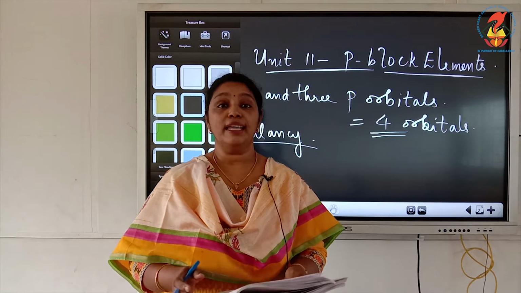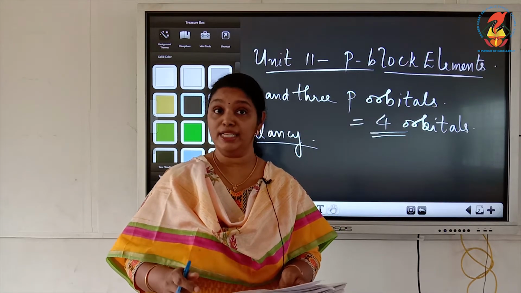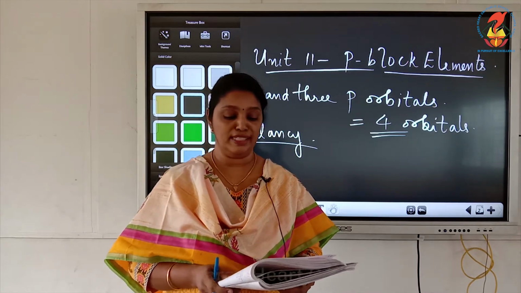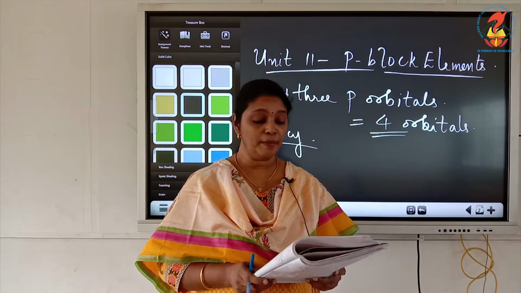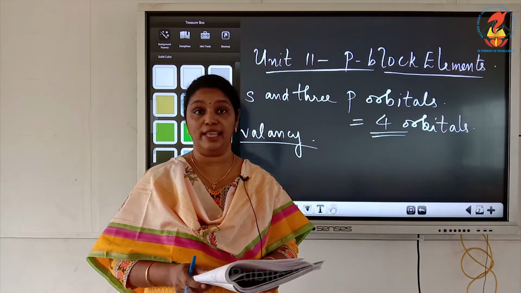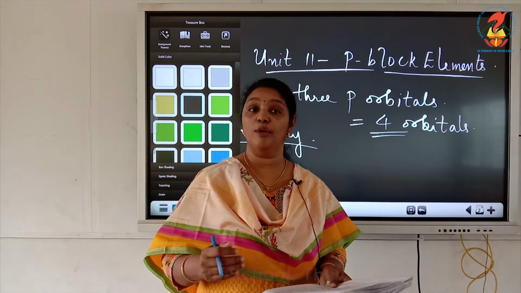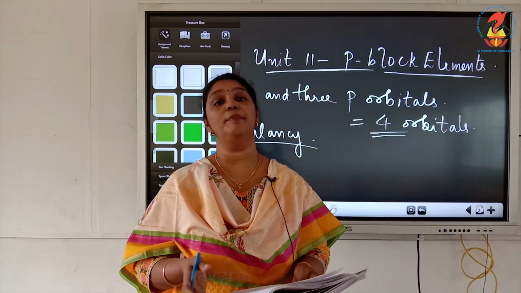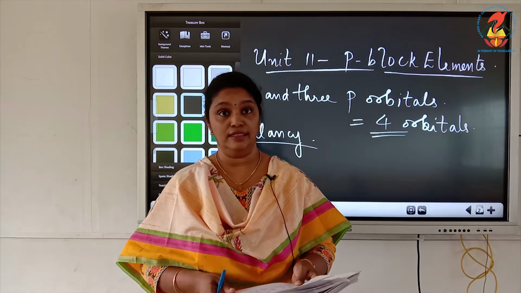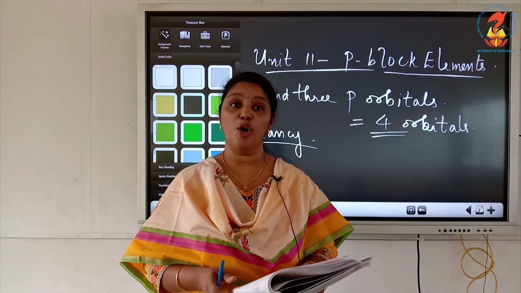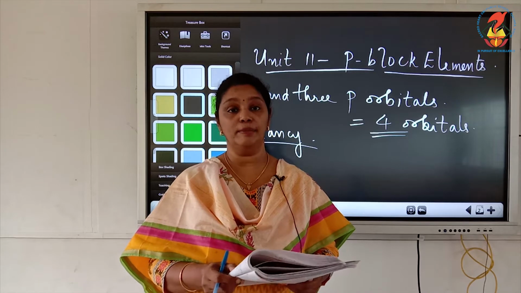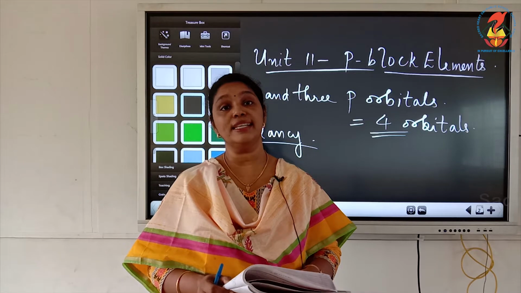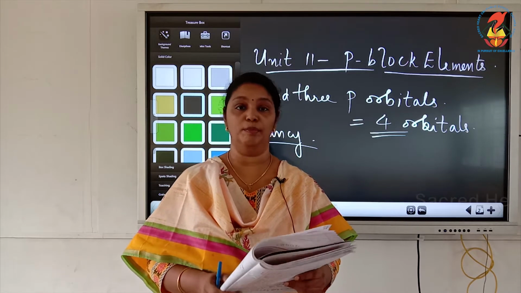Now the second period elements, the first element of each group, have a tendency to form p pi multiple bonds. We know that the pi bond is formed by p orbitals. So the first element can form p pi multiple bonds, and the reason for this is small size and unavailability of vacant d orbital. The first member can easily form p pi multiple bonds.